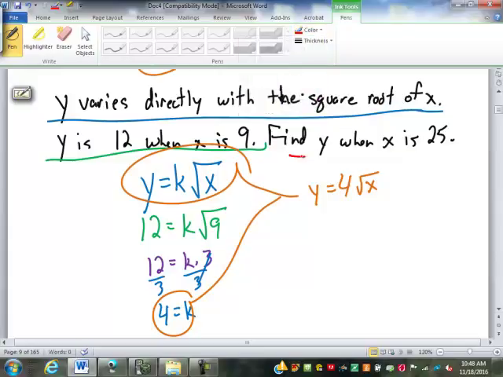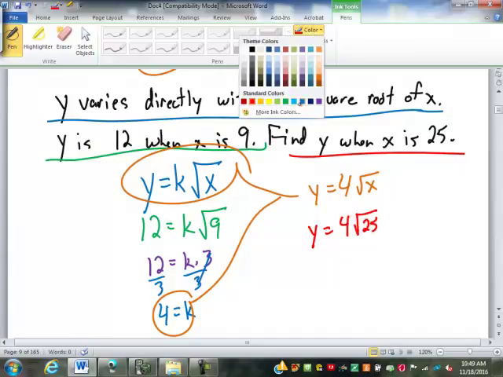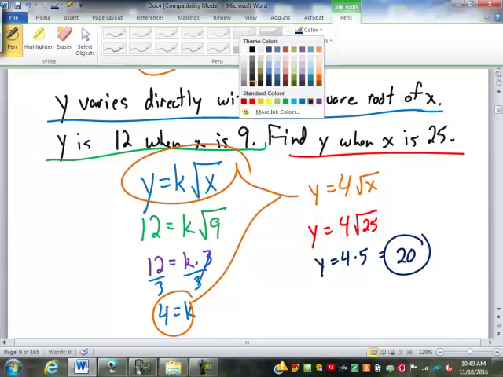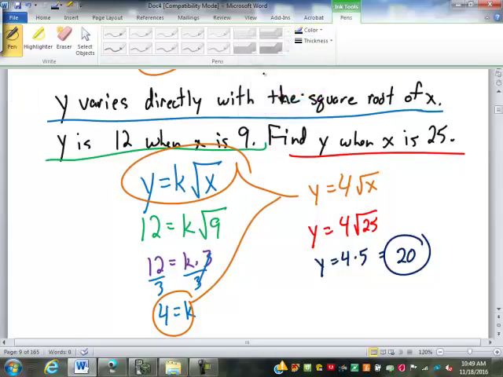And then asked, find y when x is 25. We put 25 in for x. Square root of 25 is 5. So 4 times the square root of 25 is just 4 times 5, or 20. Y equals 20. Any questions there?